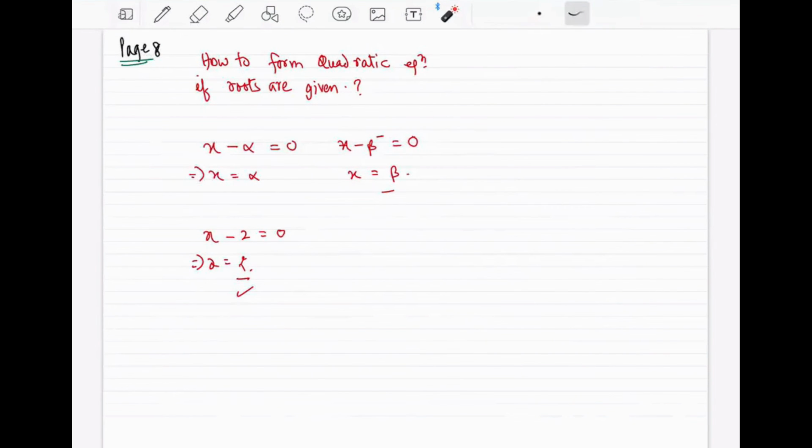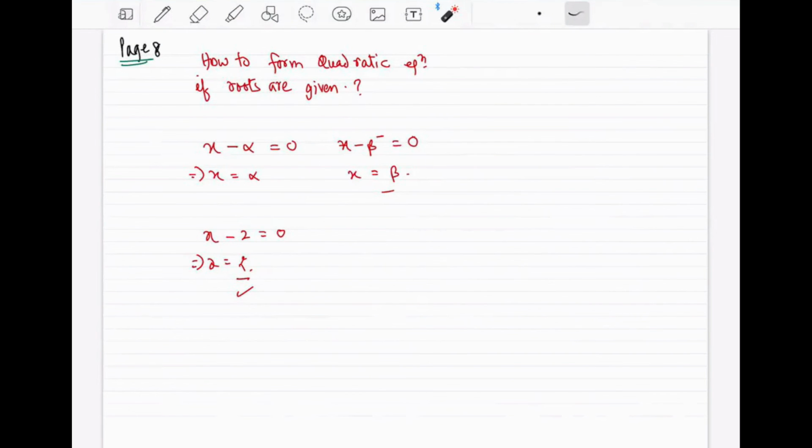What is the difference between a linear equation and a quadratic equation? One of them has a single root. A linear equation has a single root, there are no two roots. For a quadratic equation, we have two roots, alpha and beta. We denote them, right? So if you are given roots alpha and beta, what will be the linear equations that we form? We form x minus alpha and we form x minus beta.